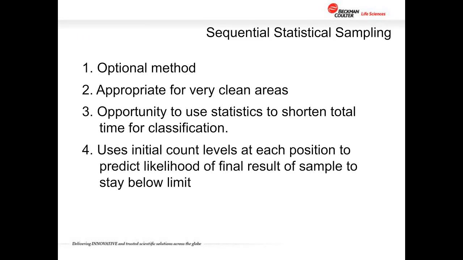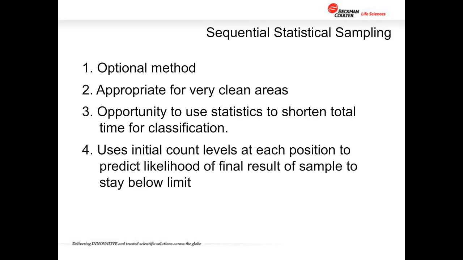I want to mention one other tool that's hidden, if you want to say, inside of the standard. And this was actually there in the earlier standard, in the 1999 standard, and even in the federal standard. That often helps speed up the test for some applications, but not all, as we'll see. This is called sequential statistical sampling. It's an optional method. It's often very useful for clean areas.